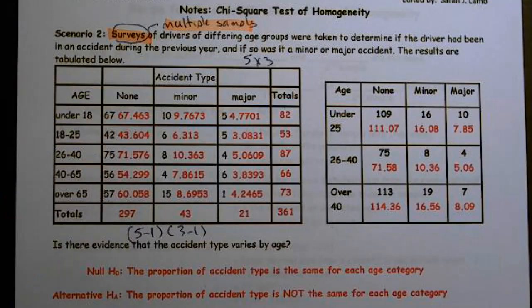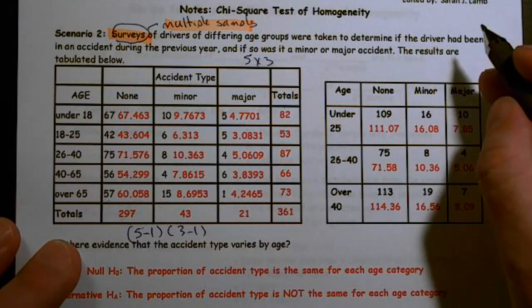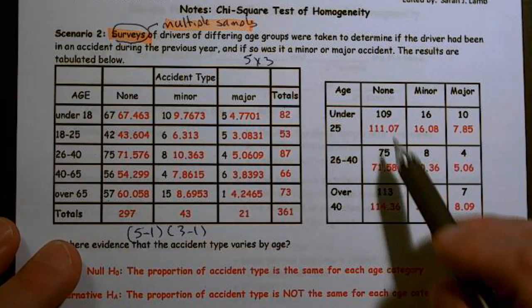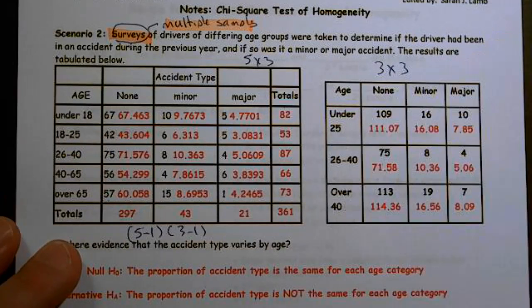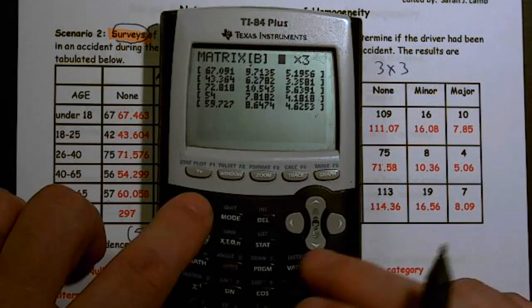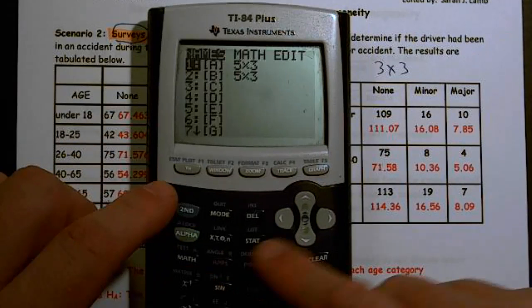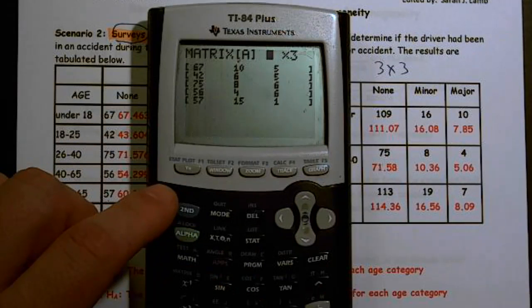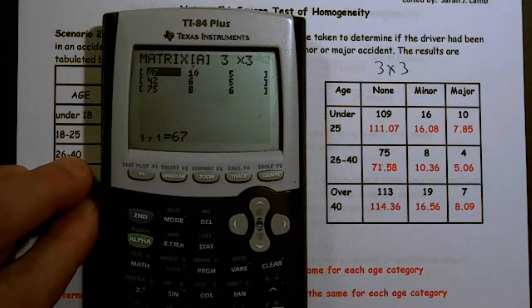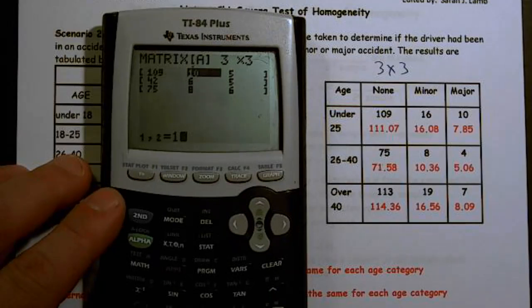So I'm going to rerun this, and now we have 1, 2, 3 rows and 1, 2, 3 columns. This is now a 3 by 3 matrix. So I'm going to go back and rerun this. And again, this has not happened before on the AP exam, but students asked me about it, so I put it in here. So second matrix, over to edit, press enter, 3 by 3. So we have 109, 16, and 10. 75, 8, 4, 113, 19, enter, and 7, enter.